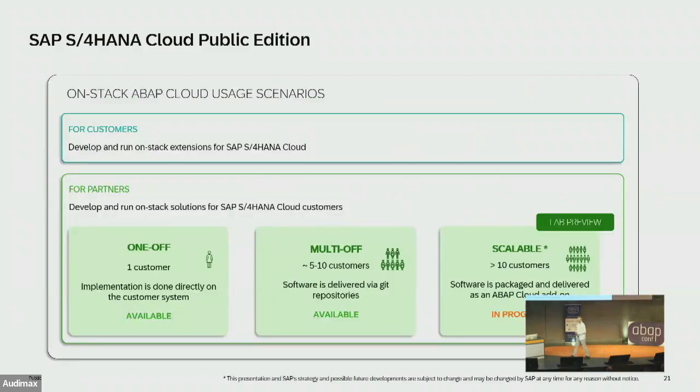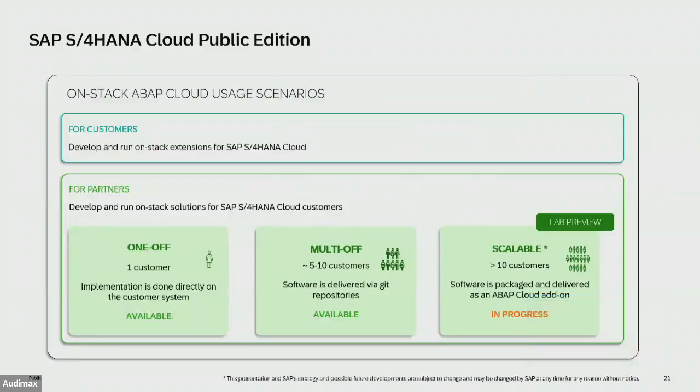Usage types for customers. If you are an S/4HANA Cloud Public Edition customer and you have a tightly coupled scenario, then you can use ABAP Cloud to build an extension directly on S/4HANA Public Cloud, following the ABAP Cloud rules. For partners, there are different options.